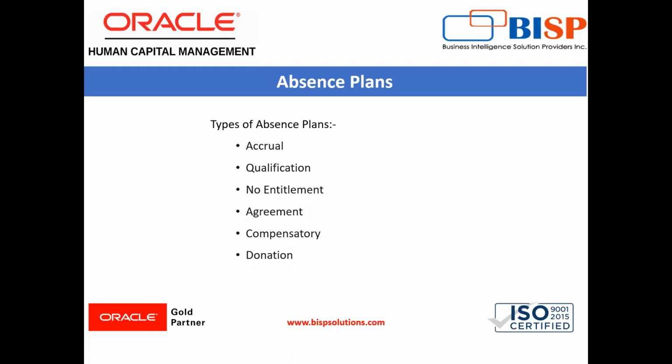First is the accrual plan. It calculates time earned by an employee on a periodic basis, including the maximum amount of accrued time and the maximum amount that can be carried forward to the next term. Second is the qualification plan. In this plan, an employee's entitlement to time off isn't earned on a periodic basis, but is granted to them, commonly used for maternity, jury duty, military, and so on.